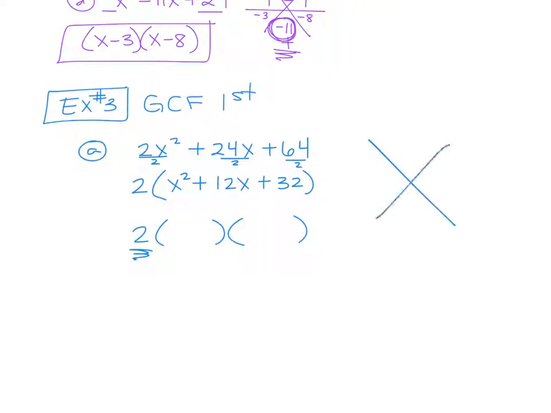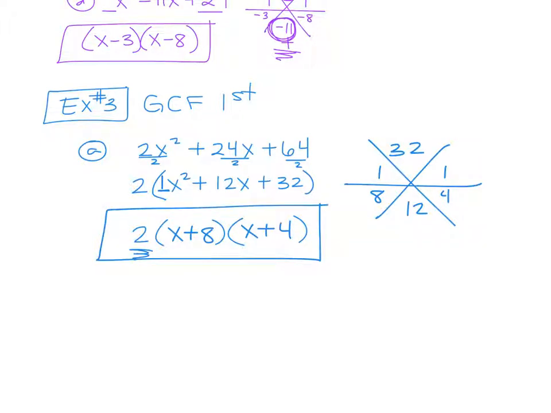So if we set up our star, we have 32 on top. Notice our a is a 1, right? This is a 1 in our problem. We have 12 on the bottom. This is 1 and 1. So what can I multiply to get 32 that I can add to get 12? 8 and 4. So this is going to be x plus 8 and x plus 4, and that is your answer. Please don't leave the 2 off.